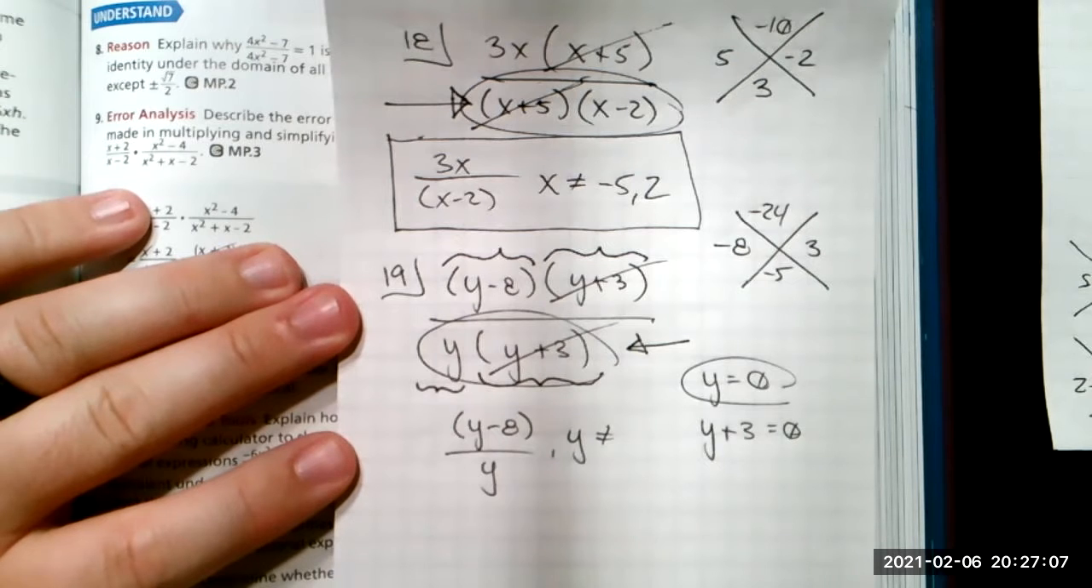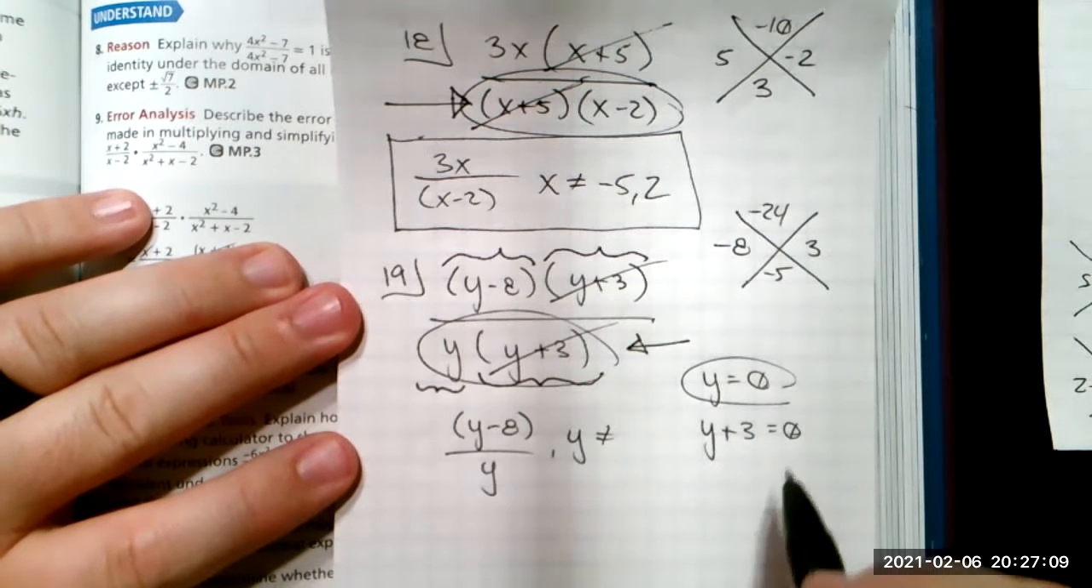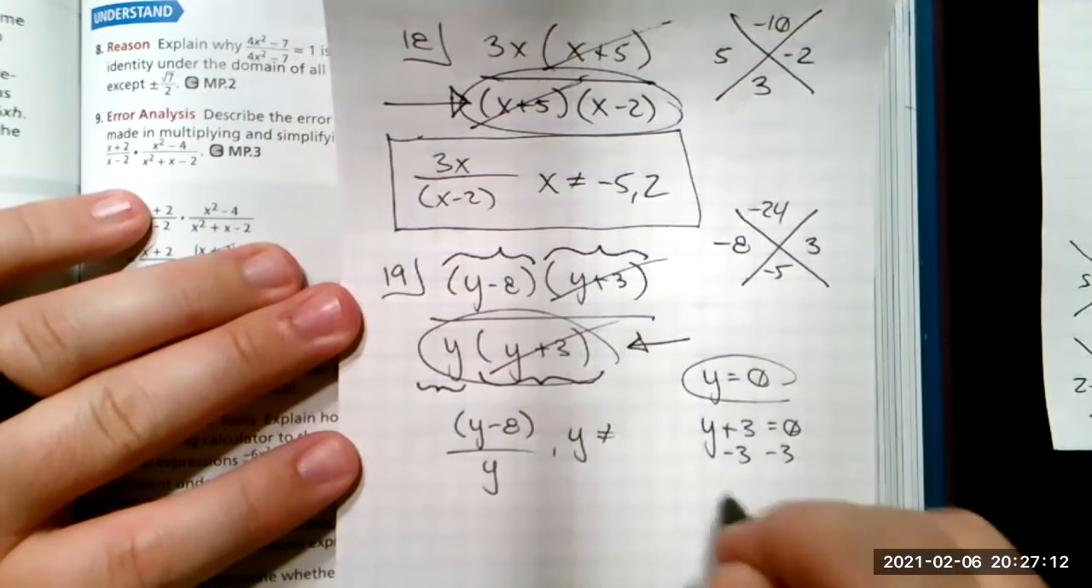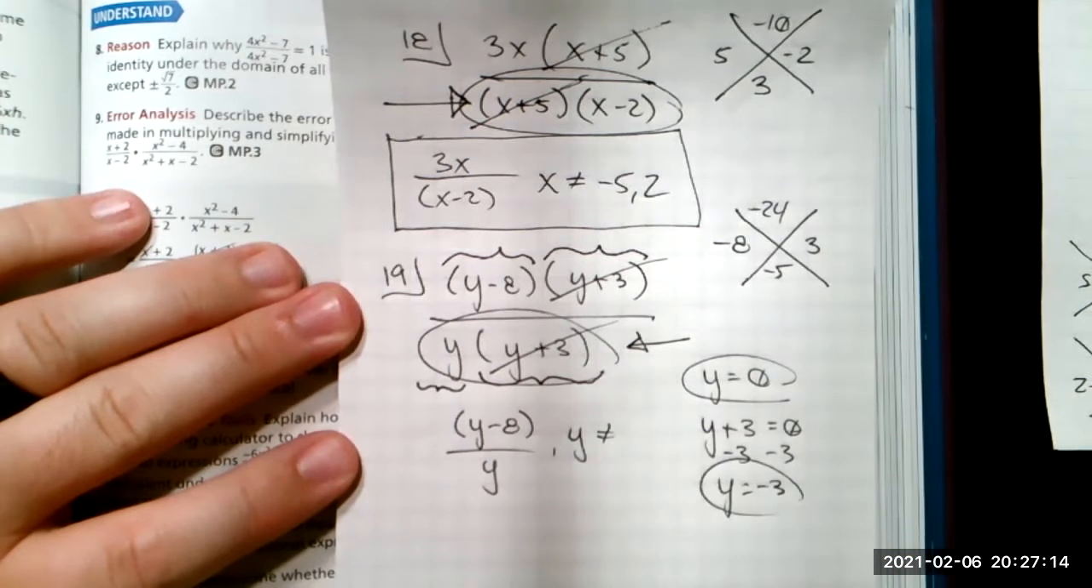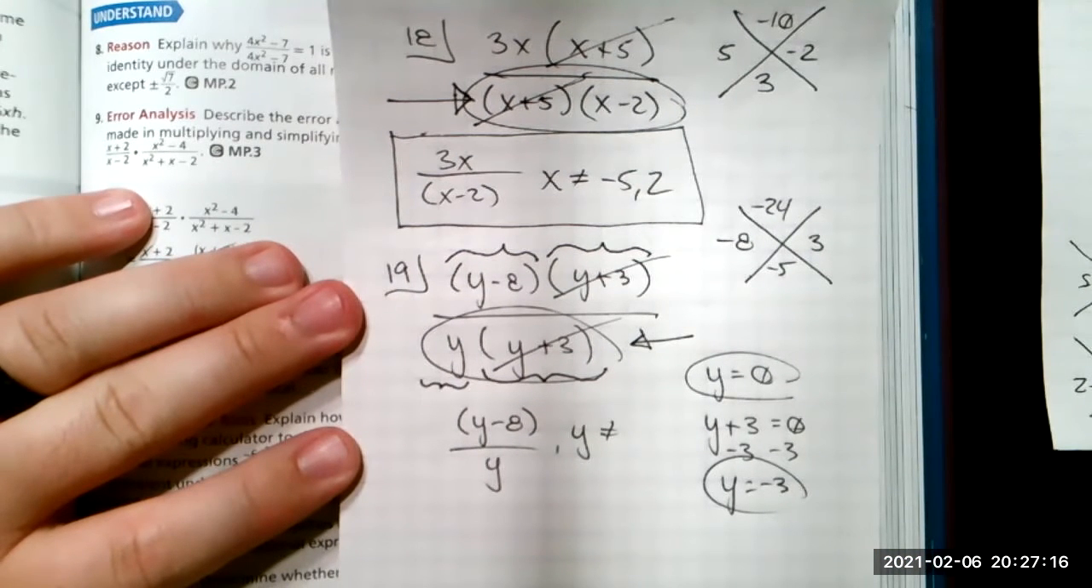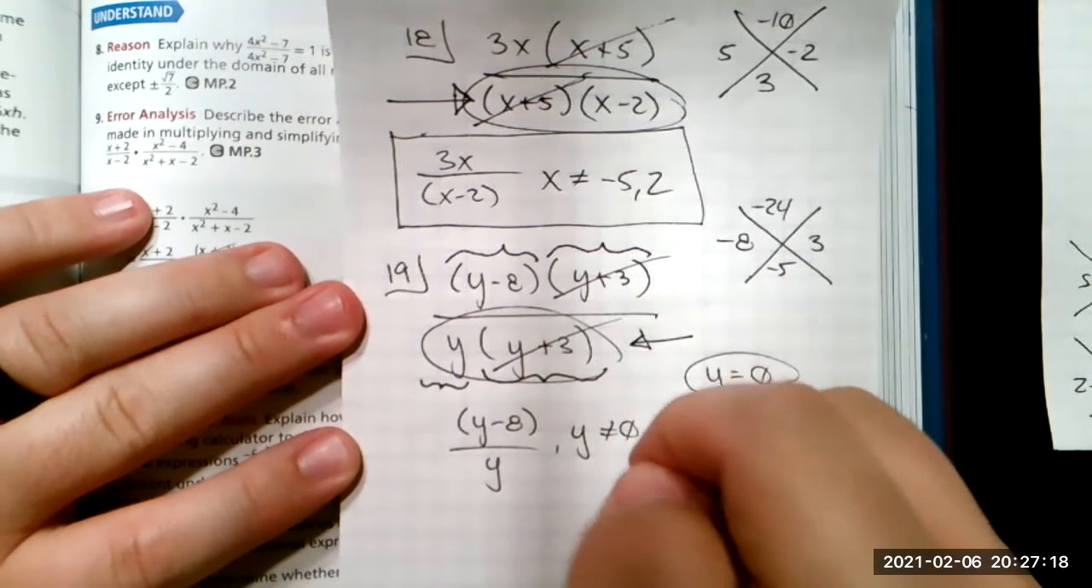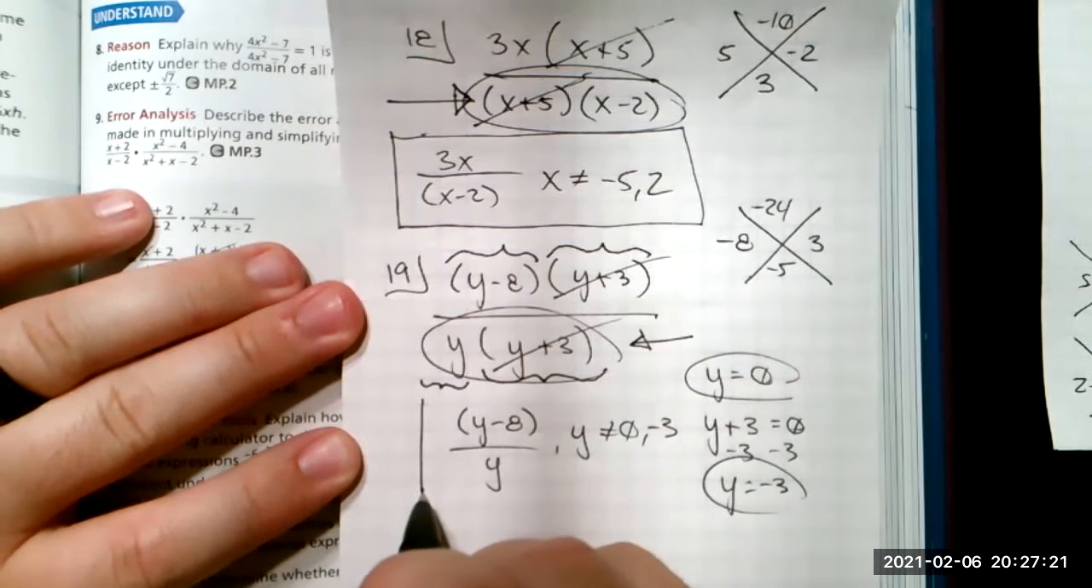and solve them. So with y equals 0, that's it. You don't have to solve it. There's nothing to add or subtract or manipulate. With y plus 3, I have to subtract 3 from both sides. And I get y equals -3. So in this case, y cannot be 0 or -3.